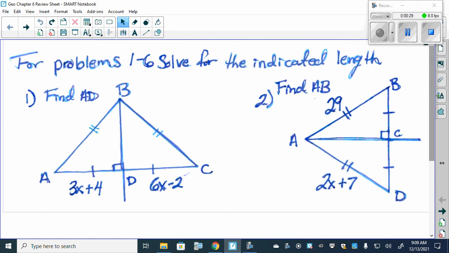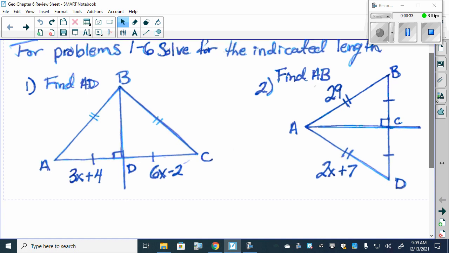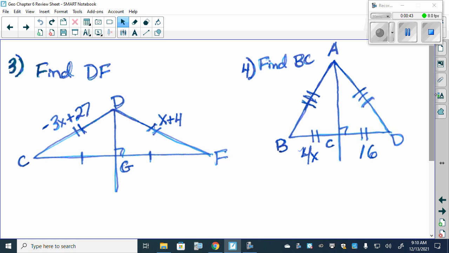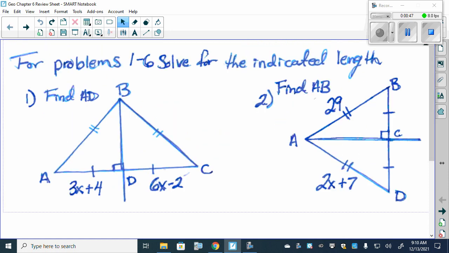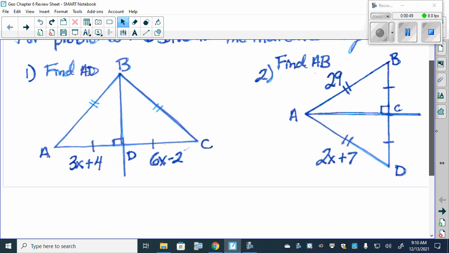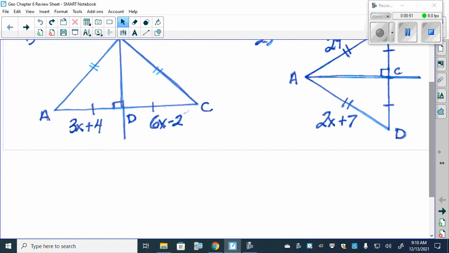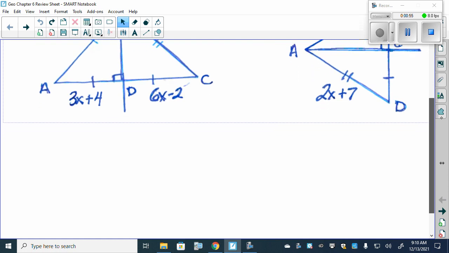So for problems 1 through 6, solve for the indicated length. Are there questions on problems 1, 2, 3, 4, 5, or 6? Let's do number 1, and then we can get to 5. So these two lengths here are congruent. So they're the exact same.